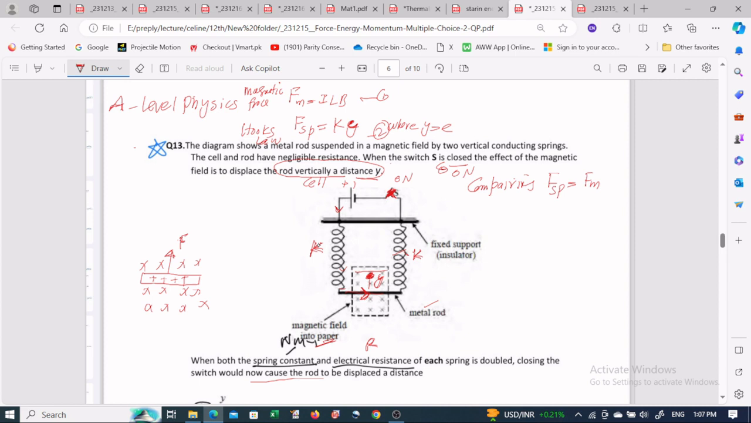So F spring, we know that F spring is equal to Ky, that is equal to F magnetic. Okay. So we don't put the magnetic value because I explained this.